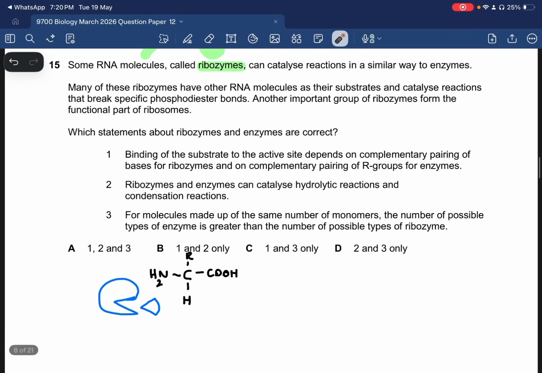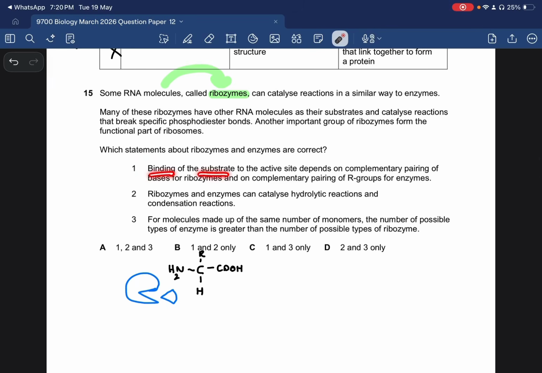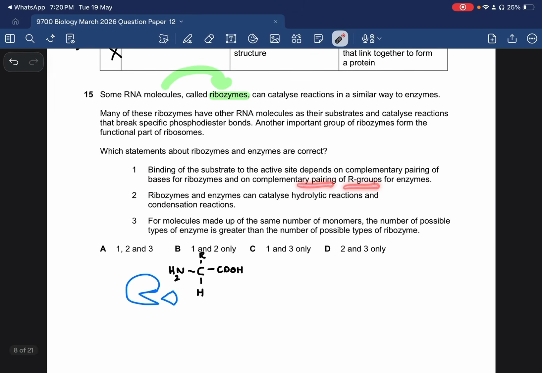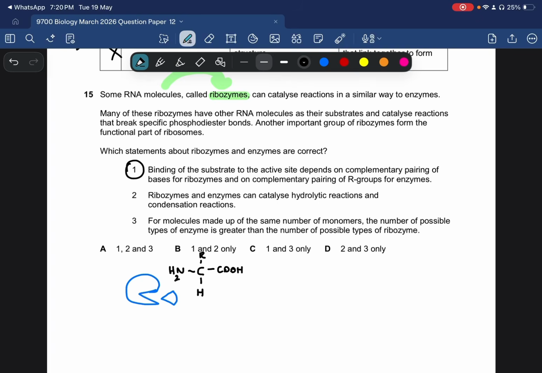But when you look at a ribozyme, that's an RNA molecule, right? And RNA molecules have other RNA molecules as their substrate. So this is not going to be a protein when you're talking about ribozymes, and this is not going to be a protein. This is going to be RNA. This is also RNA. How do nucleic acids join together? Complementary base pairing. So, binding of the substrate to the active site in ribozymes depends on complementary base pairing, and on complementary pairing of R groups when we're talking about our classic example of enzymes. So, yes, one is correct.